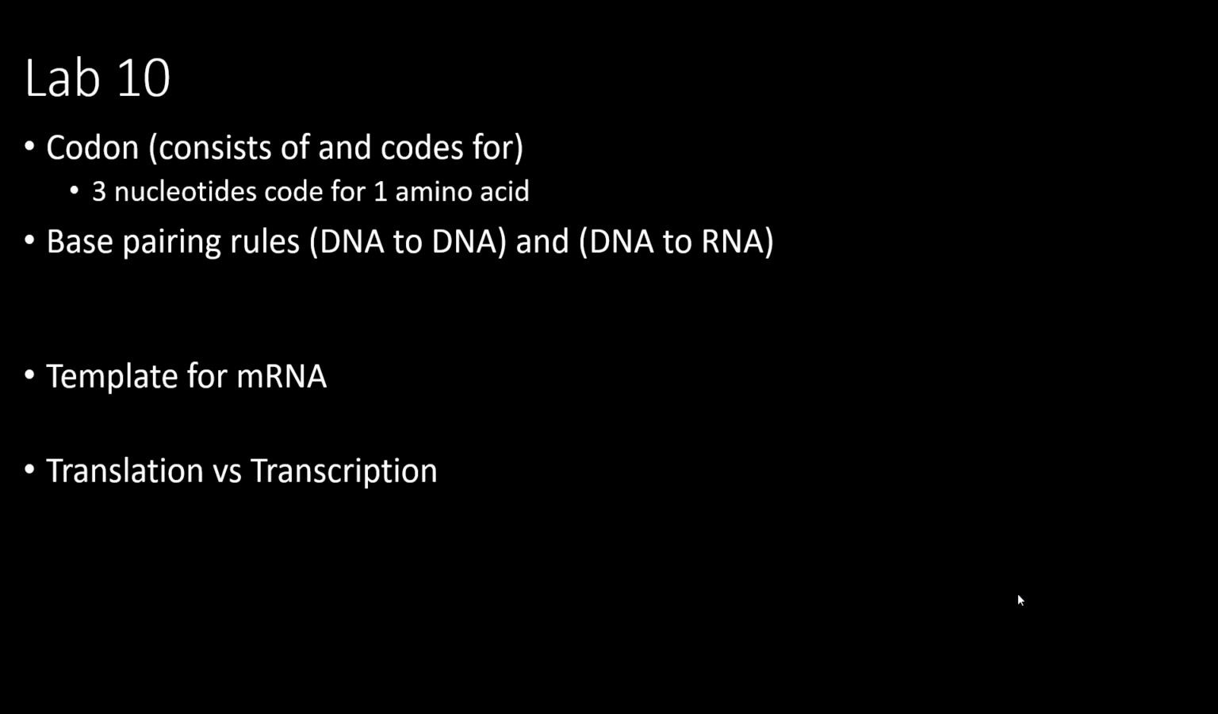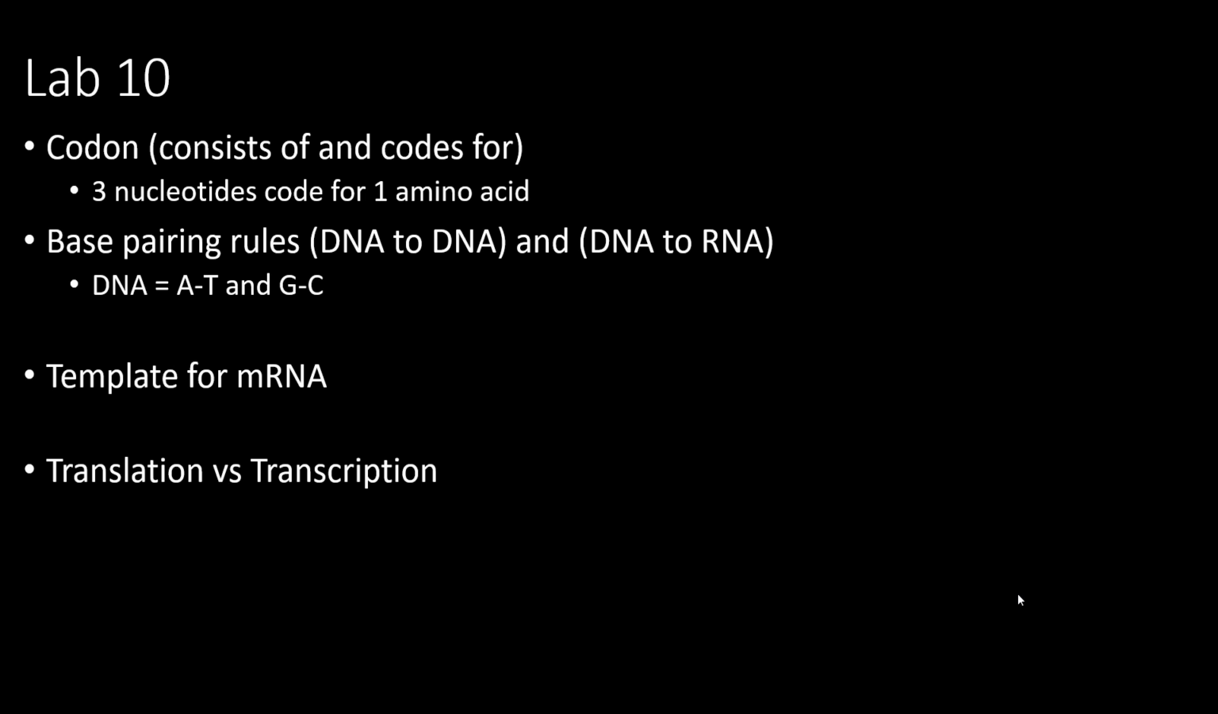We also need to know your base pairing rules. When we look at these rules, we want to go from DNA to DNA, and then we want to look at the rules from DNA to RNA. If I'm going to do my base pairing from DNA to DNA, A always pairs with T and G always pairs with C. So one way to remember this is the straight letters A and T go together and the curvy letters G and C go together.